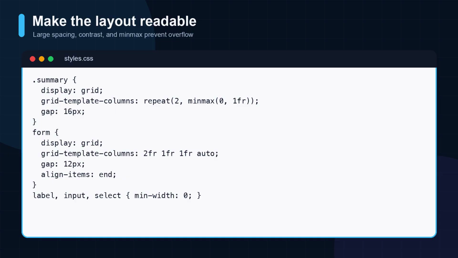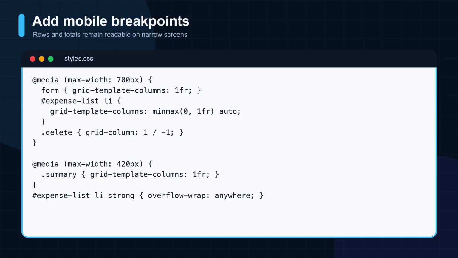The desktop layout uses CSS grid. The summary has two equal cards, and the form gives more space to the description while keeping the amount, category, and button aligned. At smaller widths, the form becomes one column. The expense row also adapts so controls stay readable instead of shrinking until they overlap.